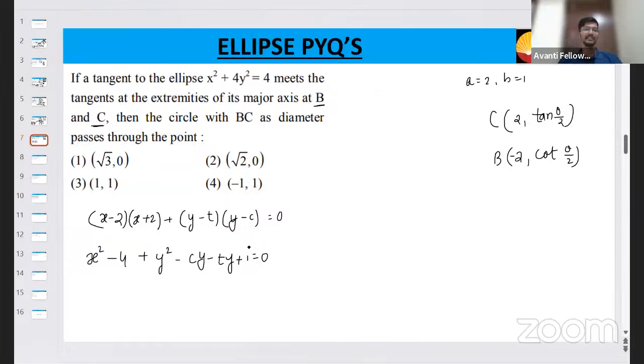Now, if you can see, which of the points satisfies this? I think this point satisfies, so the answer is option A. Let us put this point. So we'll get 3 − 4 + 0 − 0 − 0 + 1, which equals 0. Minus 1 and plus 1 is 0. So yeah, point A satisfies. That means the circle passes through that point, which is root 3 comma 0. That is our answer. Correct, guys?